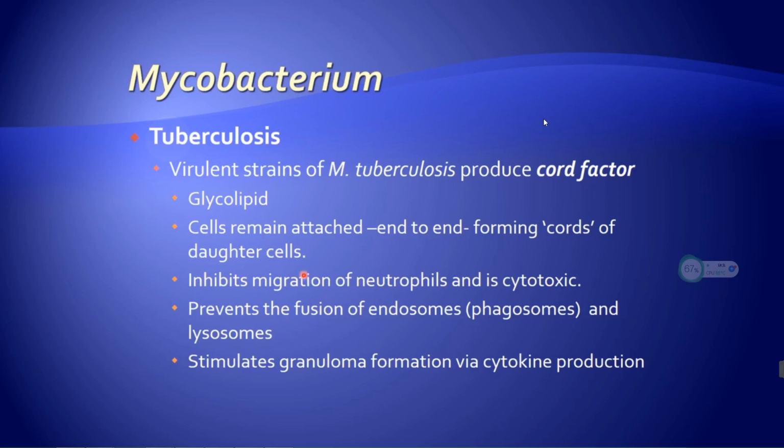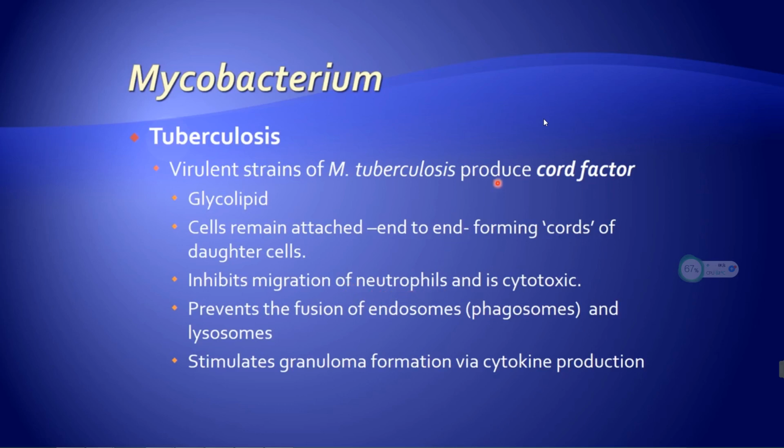In addition, cord factor inhibits migration of neutrophils and is actually cytotoxic to them. So it can actually kill neutrophils. So if there is an acute inflammatory reaction that's going to take place initially, which does sometimes happen, then it goes unresolved. Why? Because it has methods of dealing with the neutrophils. And that's the issue there.